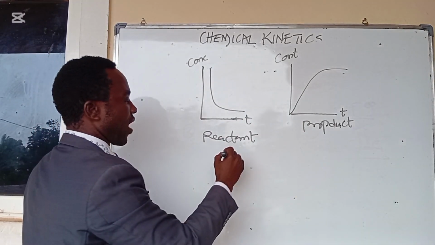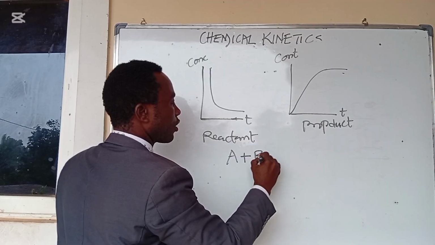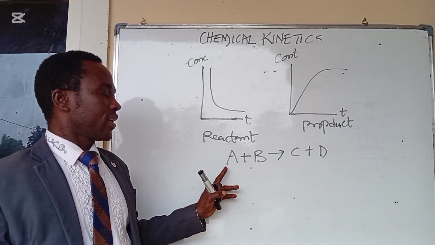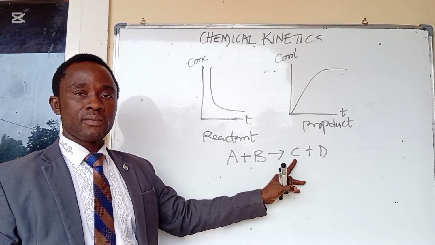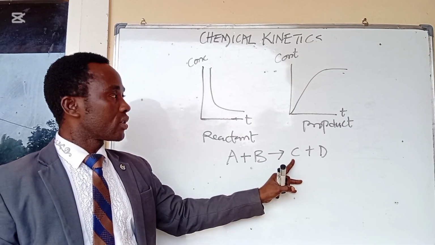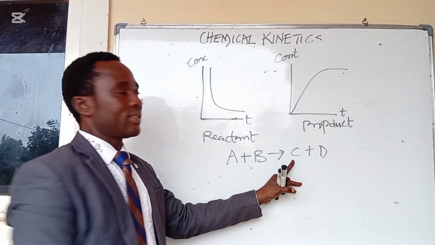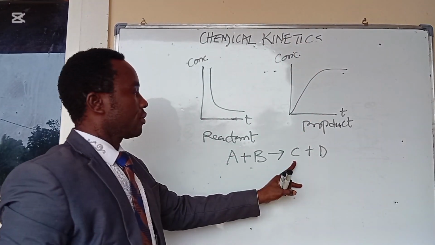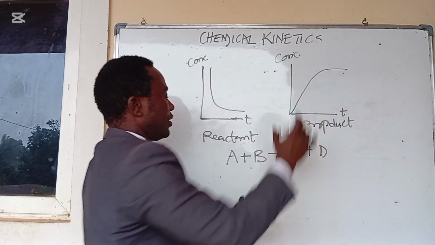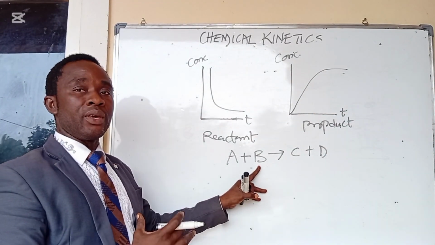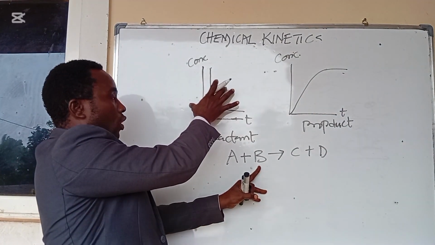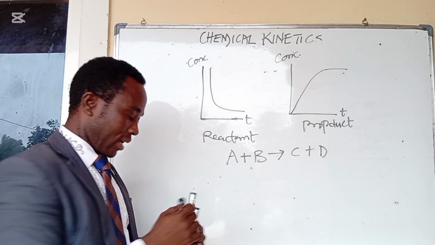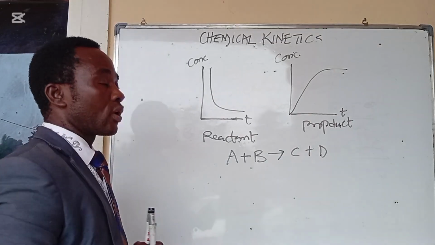Now, if I have A plus B to give me C plus D, which one will represent the graph for C? Because C is a product, the graph will look this way. That is the plot of concentration of C against time. But the plot of concentration of B with time will look the other way, which is a reactant. Now, having taken this, let us go to theories of reaction rates.